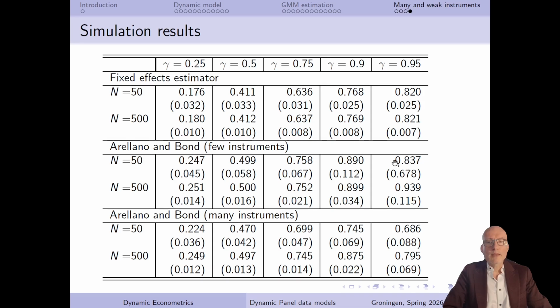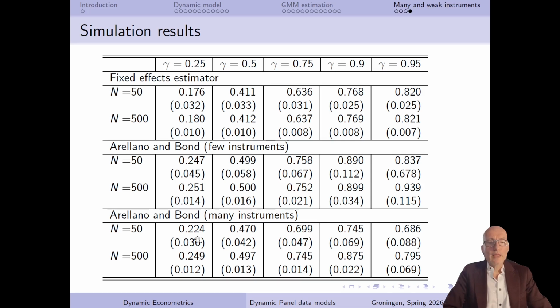However, when gamma becomes equal to 0.95, then we don't do so well anymore. Especially when N is equal to 50, we are quite off from the target value of 0.95. We get a lot closer, of course, when N becomes equal to 500, but still we are somewhat off from our target value.